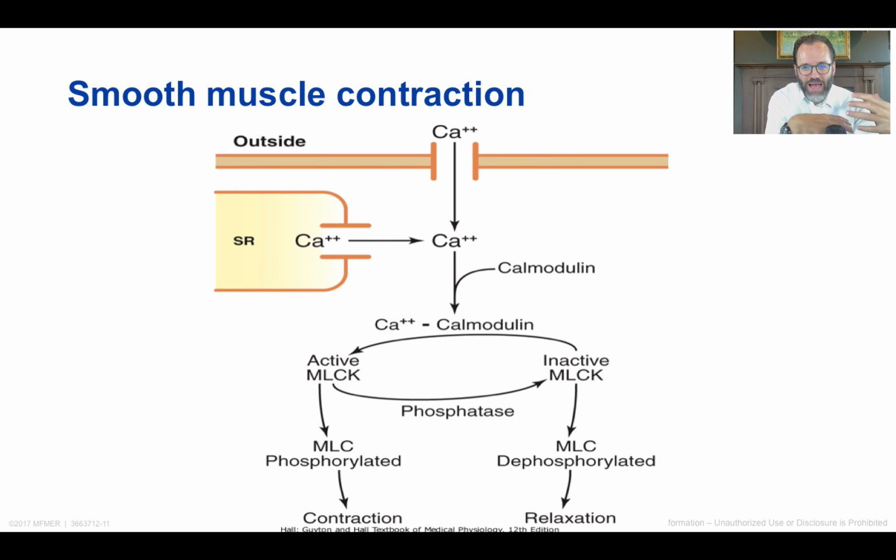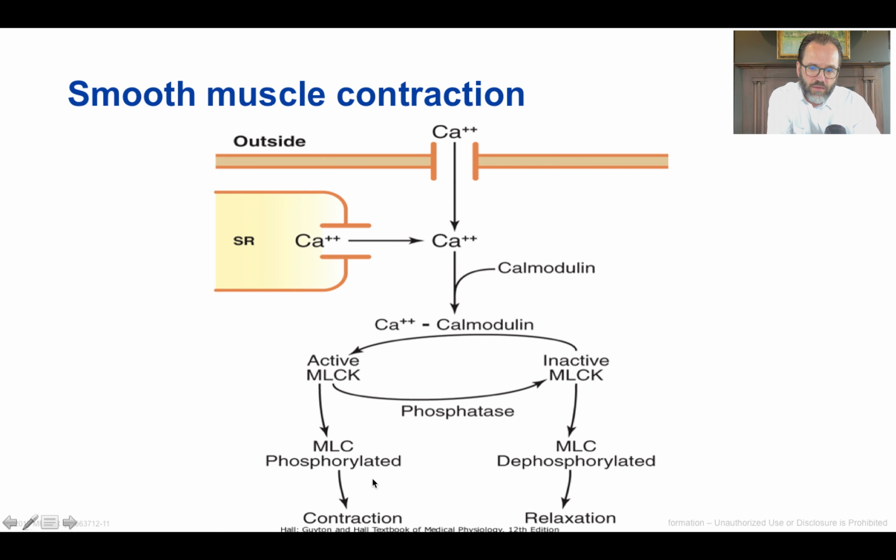Now, if we look at this schematically, you can see again what we have is calcium coming into the cell that can induce calcium-induced calcium release, very similar to what we observed in both cardiomyocytes as well as in skeletal muscle. That results in the formation of this calcium-calmodulin complex. That results in the activation of myosin light chain kinase. That subsequently phosphorylates myosin light chains and results in contraction.